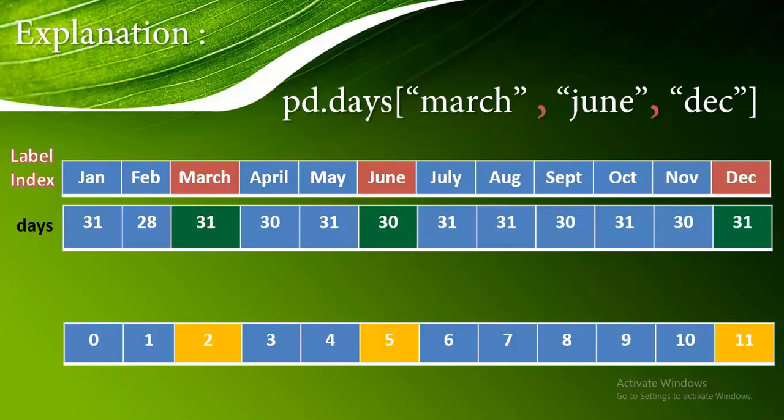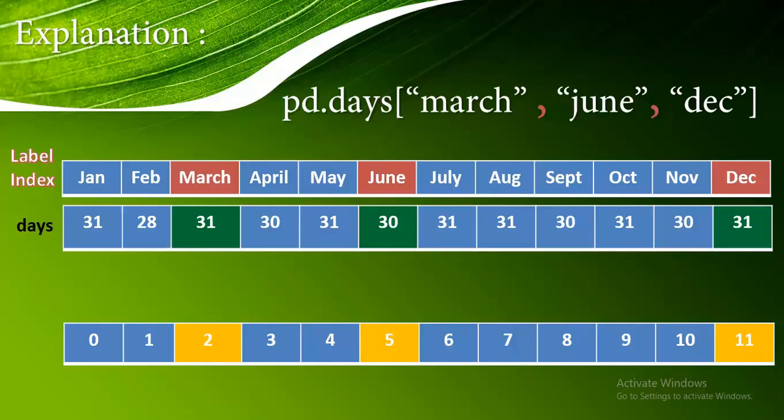Then you can access the March index, this is 31, June 30 and December, this is 30. Now students, you have learned two methods to access the elements of a series. First, using the default index, and second, using the label index. Okay, let's learn all these things by an example.